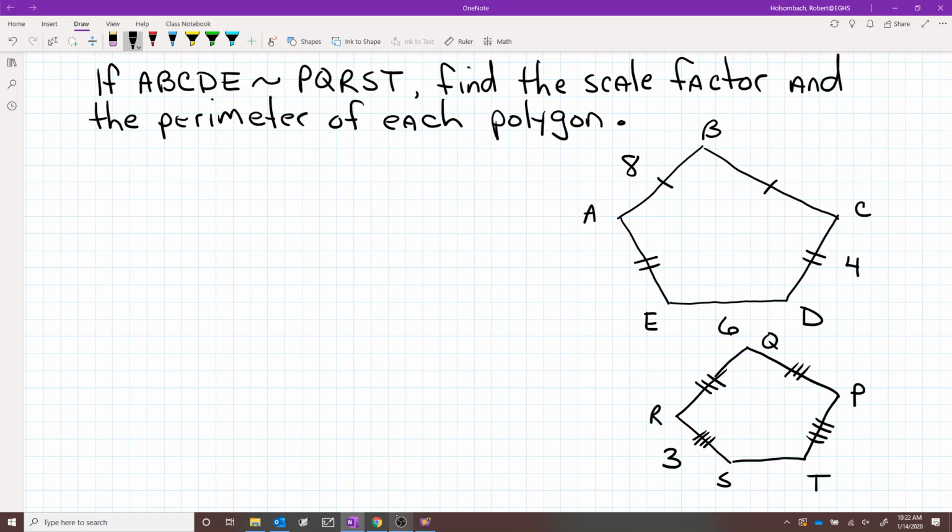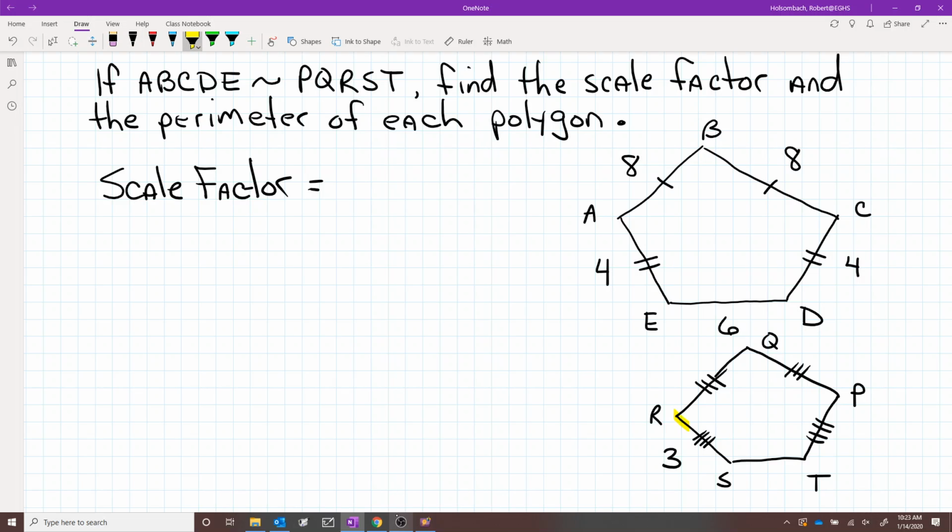So the first thing we're going to do is find the scale factor. So up top in this pentagon, if side AB is 8, then side BC is also 8 because they both have 1 tick mark. If side CD is 4, then so is side AE, because they both have 2 tick marks. So now, we need to find the side up top that corresponds to RS, because you know that RS is equal to 3 units.